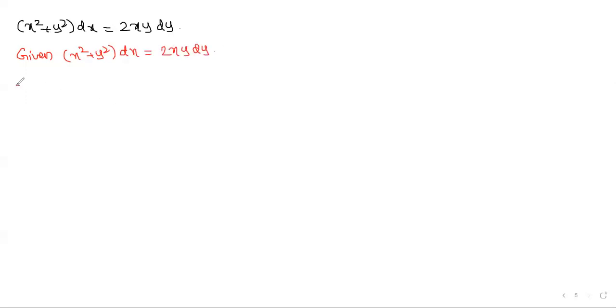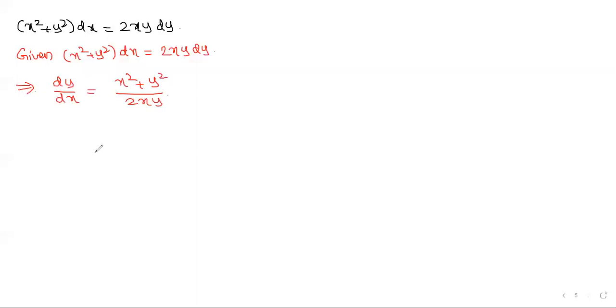So the second problem, the second bit, first one: (x square plus y square) into dx is equal to 2xy into dy. So here we have to solve this equation: (x square plus y square) into dx is equal to 2xy into dy. So here dy by dx is equal to (x square plus y square) by 2xy.